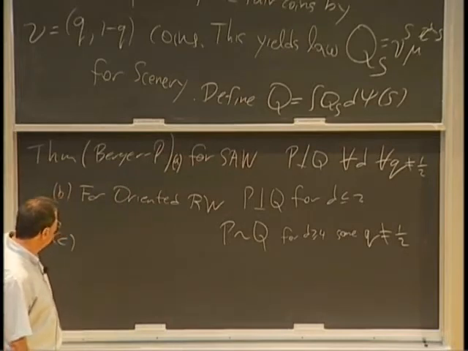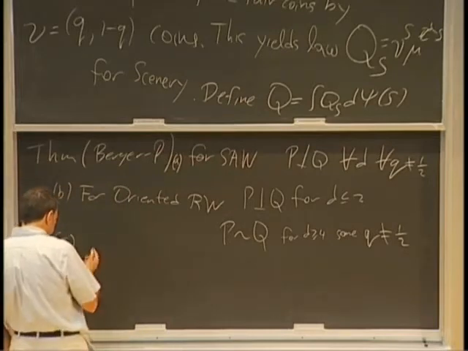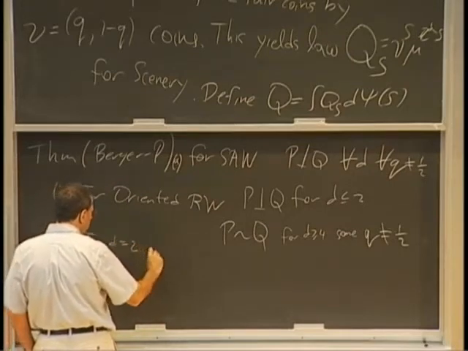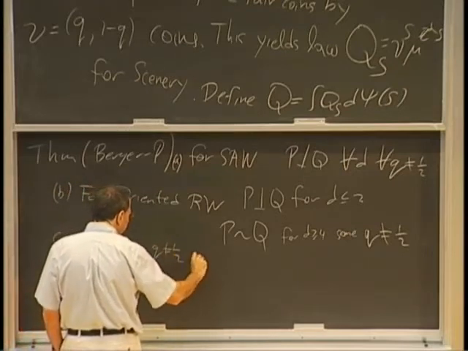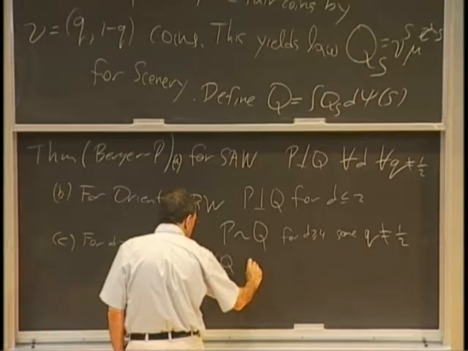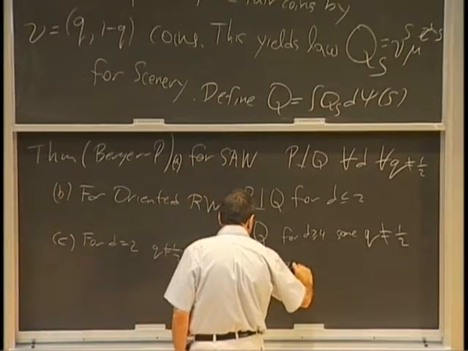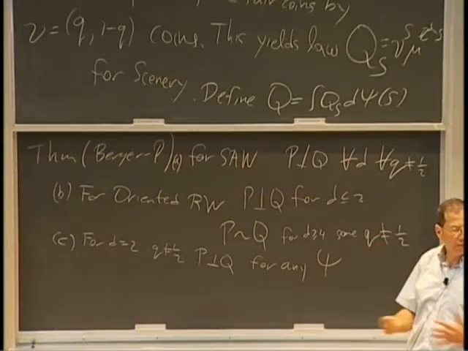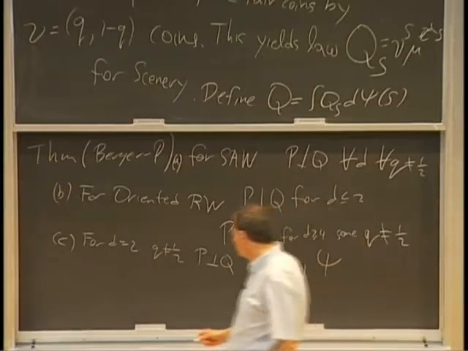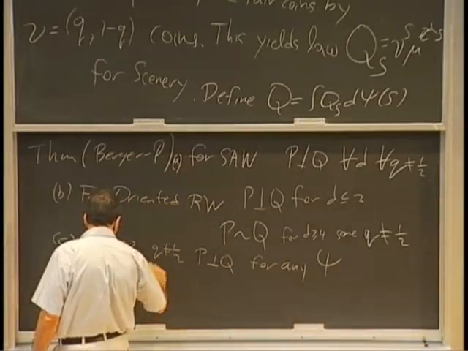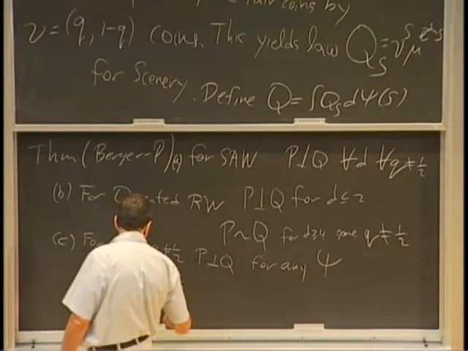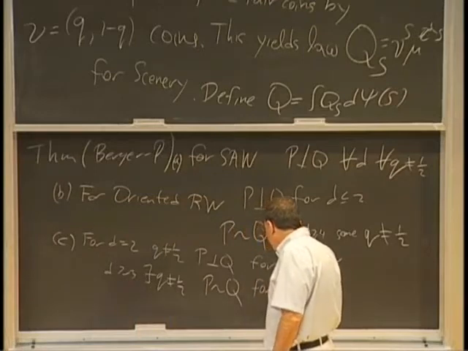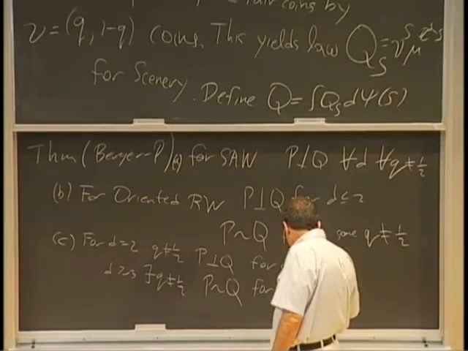Okay, and part C is for d equals 2 and q not equal to 1/2, p is singular to q for any psi. So psi is the law of the paths. For any law on nearest neighbor paths, we get singularity in d equals 2. But for d greater or equal to 3, there is a q. If q is close enough to 1/2, then p will be equivalent to q for some psi.